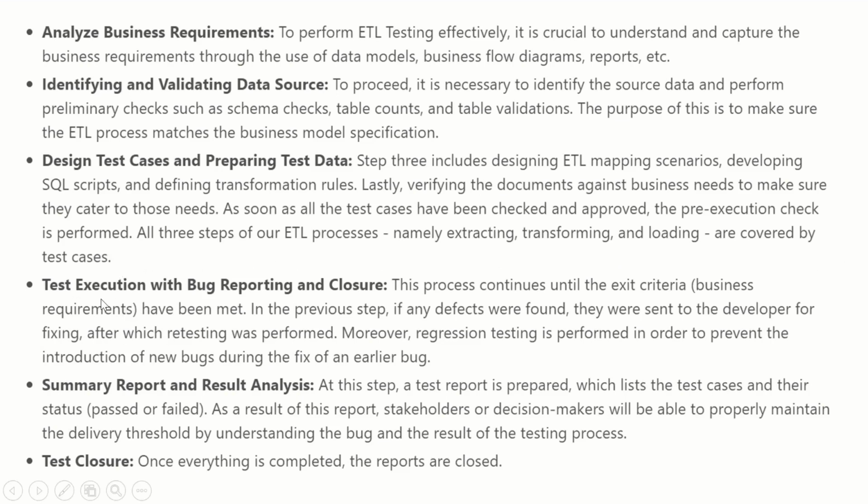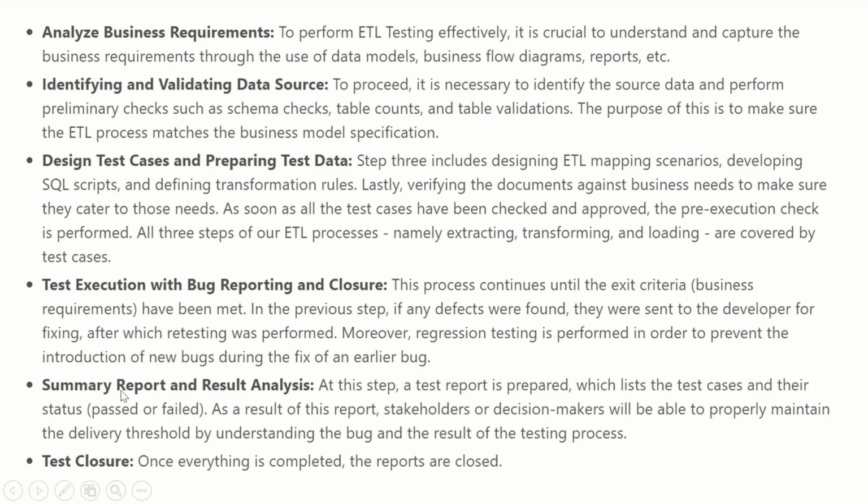Next, the test execution with bug reporting and closure. This process continues until the exit criteria, business requirements, have been met. In the previous step, if any defects were found, they were sent to the developer for fixing, after which retesting was performed. Moreover, regression testing is performed in order to prevent the introduction of new bugs during the fix of an earlier bug.